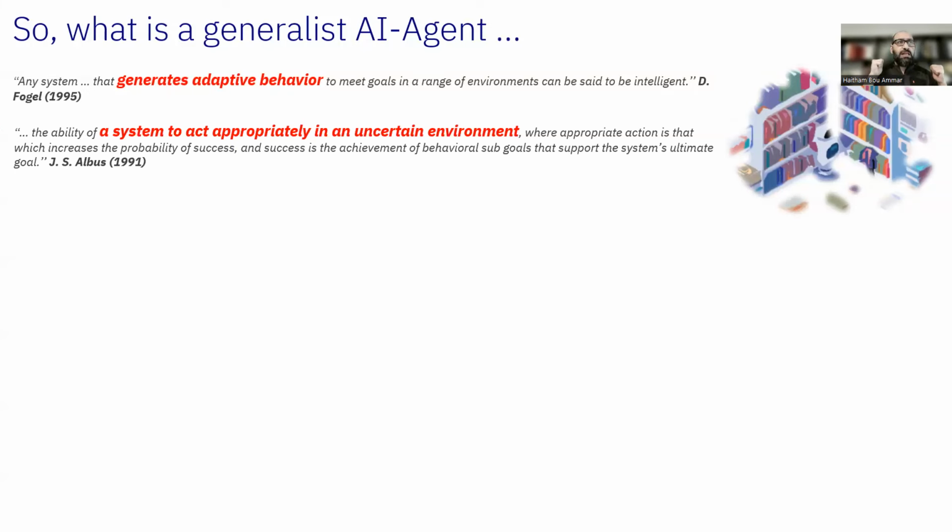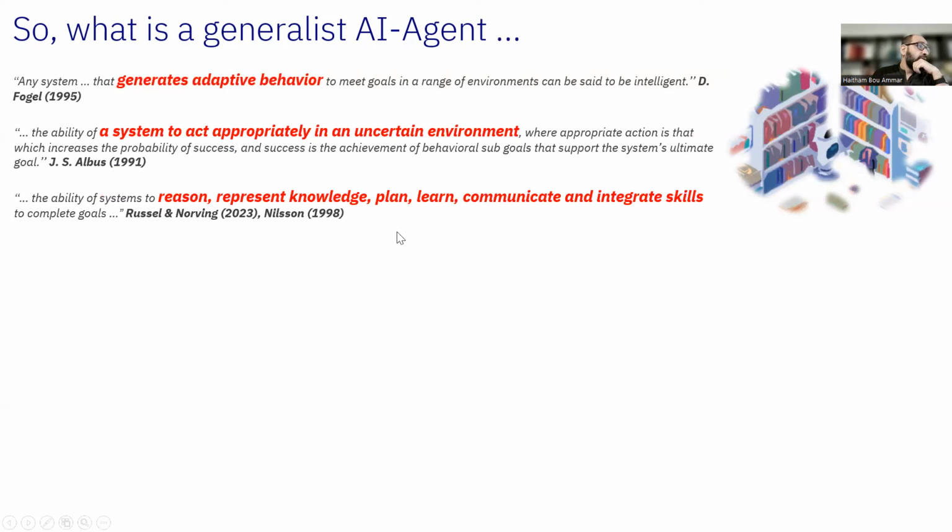So what does appropriately mean in this setup? It means that agents need to take those actions to achieve goals or sub-goals that are defined by the user of that system. In 1998, Nilsson and also Russell and Norvig, I think, mentioned this, if I'm not mistaken. They defined that as a system's ability to reason, represent knowledge, plan, learn, and communicate with other agents. Definitely you can define many other definitions of AI agents, which I am not going to do here.